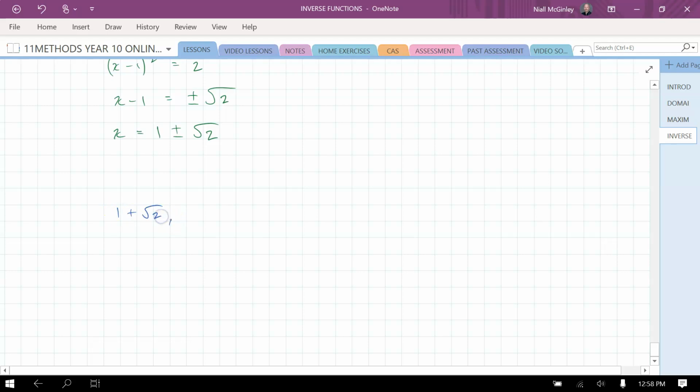So in this case, your points of intersection are going to be as follows. Remember, because they always meet on the line y equals x, whatever x value you get, the y value is going to be the same. So they're going to intersect at 1 plus root 2, 1 plus root 2, and they're also going to intersect at 1 minus root 2, 1 minus root 2.